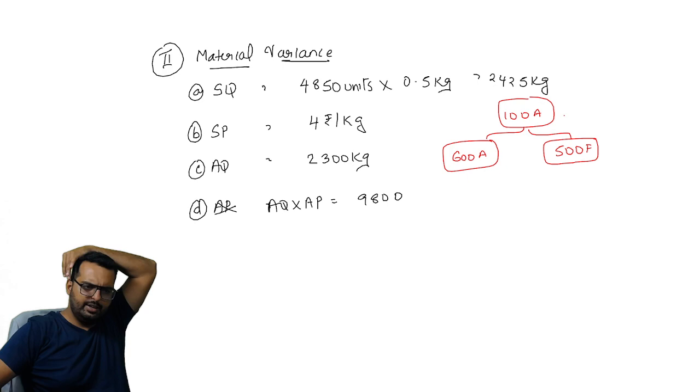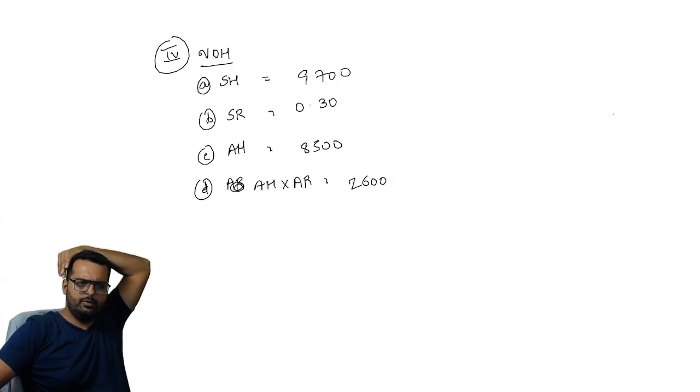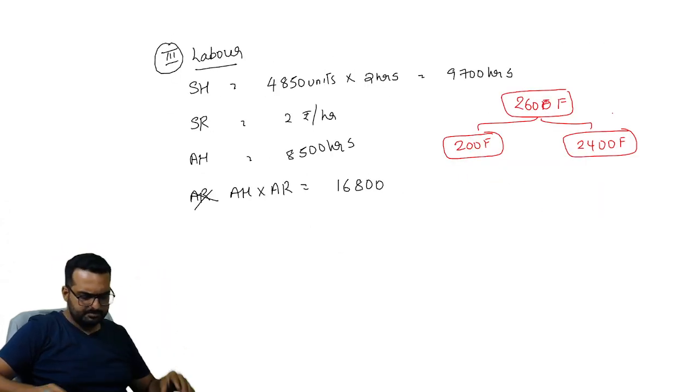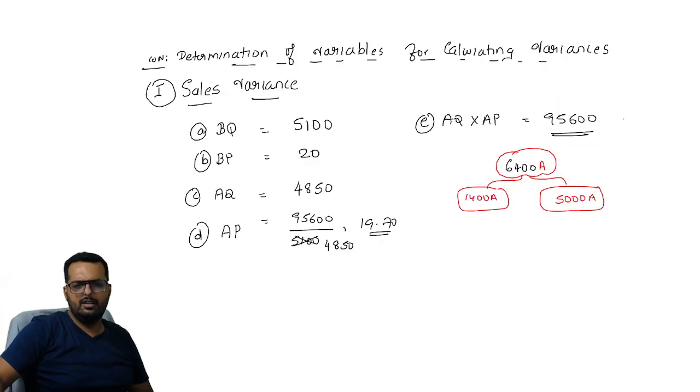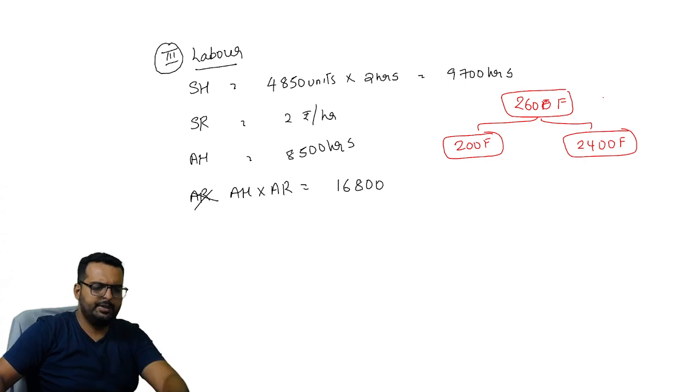$5,000 adverse for which one, Sandhya? Is it for variable overhead? Sales. Yeah, correct. Continue writing, friends.